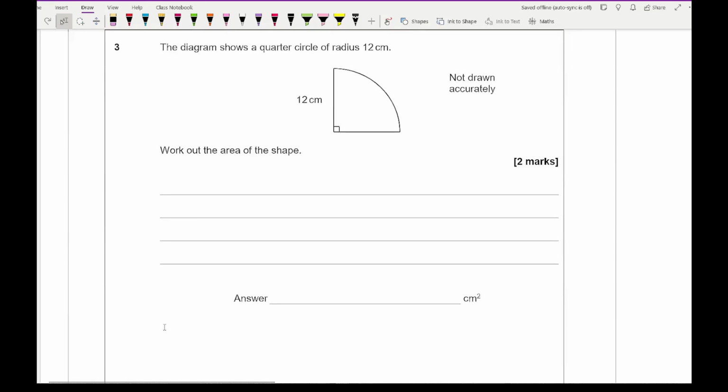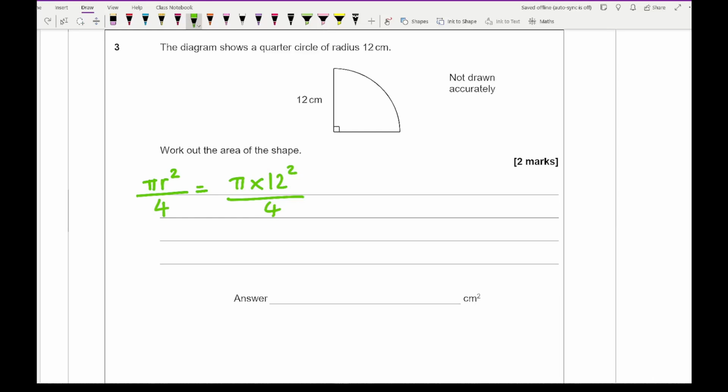Moving on to question 3, it says the diagram shows a quarter circle of a radius of 12. Work out the area of the shape. Well, as this is a quarter circle, that's the formula for the area of a full circle. So if I divide that by 4, it'll give me the area of a quarter circle. So it's going to be pi times 12 squared, all divided by 4.